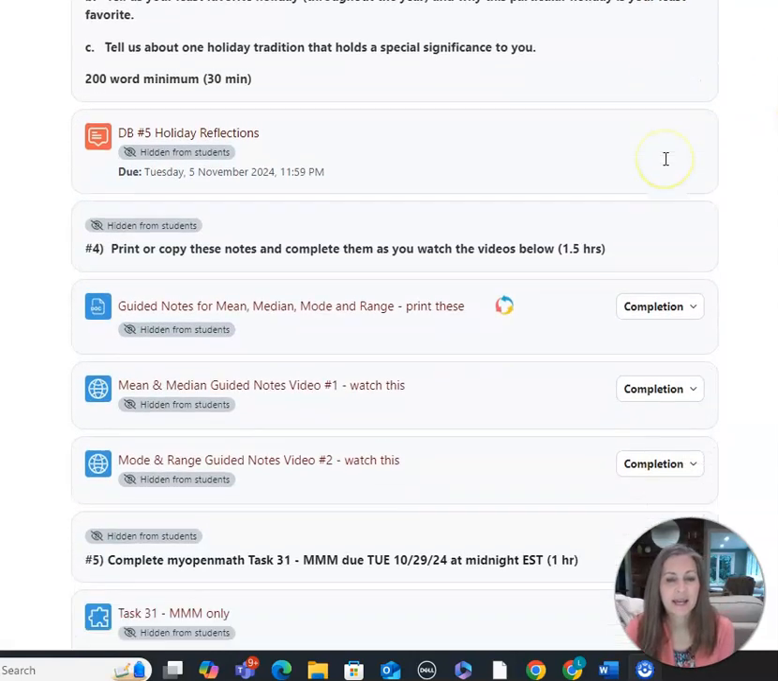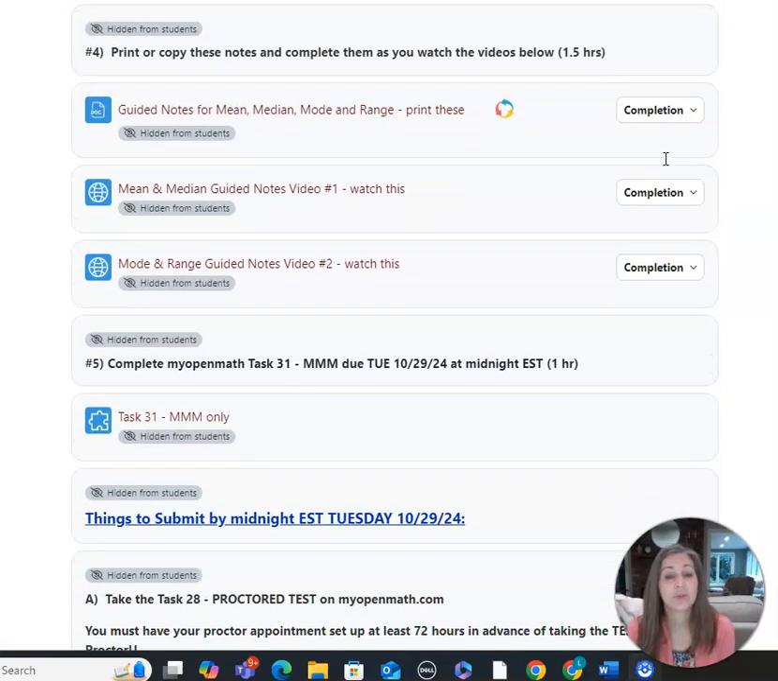There that is. And then we also are starting a new section. It is not that challenging. It'll be a breath of fresh air. It's on mean, median, mode, and range. So if you'll print those notes and watch those videos, you have 1 task on MyOpenMath.